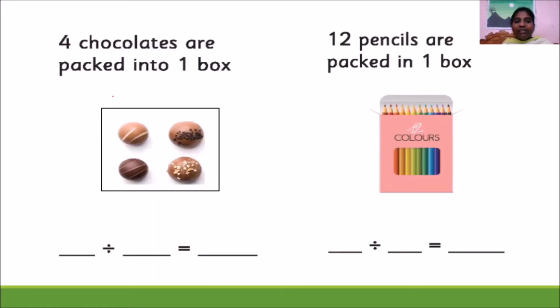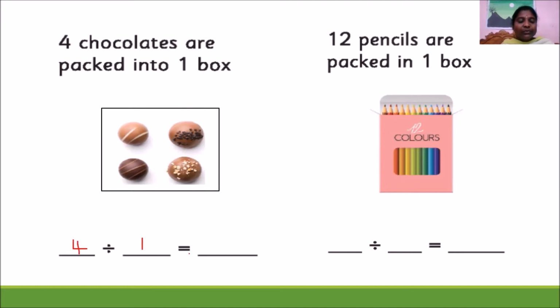Come, let's read the first question. 4 chocolates are packed into 1 box. Yes, look at the picture. Here there are 1, 2, 3, 4. Very good. 4 chocolates are packed into 1 box. You have to write 4 divided by 1 equal to.